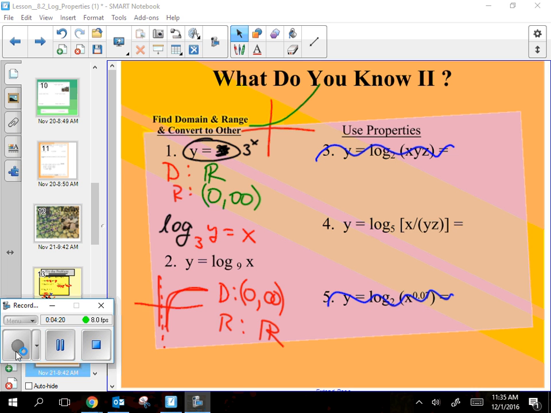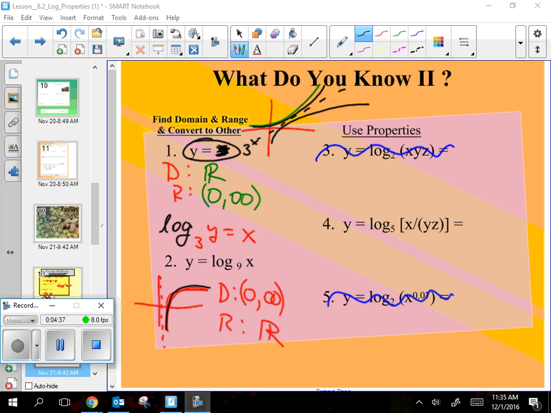Yes, because logs are inverses of exponentials. The log and the exponential are inverses. If I put this graph right here and this graph right here on the same graph, here I'll do it. They're a reflection over the line y equals x. That makes them inverses. And that's a good thing to note right there. Okay, next thing is to rewrite this log base 5 of x minus log base 5 of y plus log base 5 of z. And there's something wrong with what I just did.